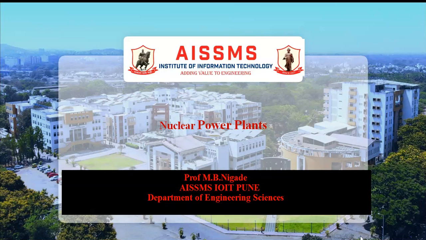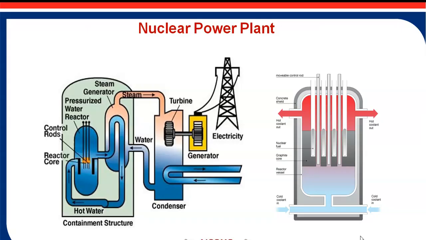Our today's topic is nuclear power plant. Nuclear energy has a bright future. Nuclear fuels such as uranium and thorium are used for power generation, and plutonium is produced artificially. The estimated global reserve of uranium is 7,640,000 tons. India has a reserve of 170,000 tons of uranium.